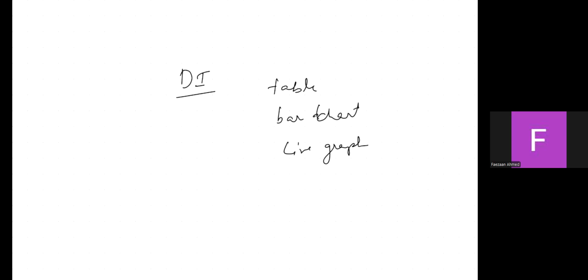So what happens in case of DI is that you have multiple data points, of course, and it can be in the form of a table. It can be in the form of, let's say, a bar chart. It can also be in the form of a line chart or a line graph. And then there is something called a pie chart. So these are the different ways of how you can write data.